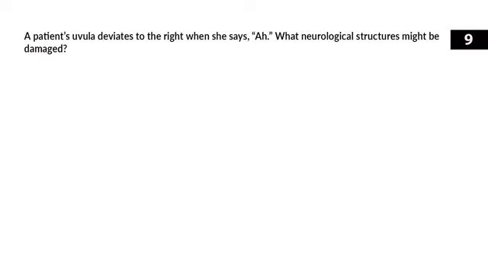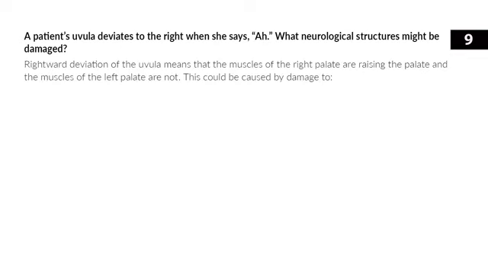And the next question says, a patient's uvula deviates to the right when she says ah. What neurological structures might be damaged? I recommend working backward on this type of question. Rightward deviation of the uvula means that the muscles in the right palate are raising the palate, but the muscles of the left palate are not. So, what innervates the left soft palate? Well, it's the left vagus nerve.